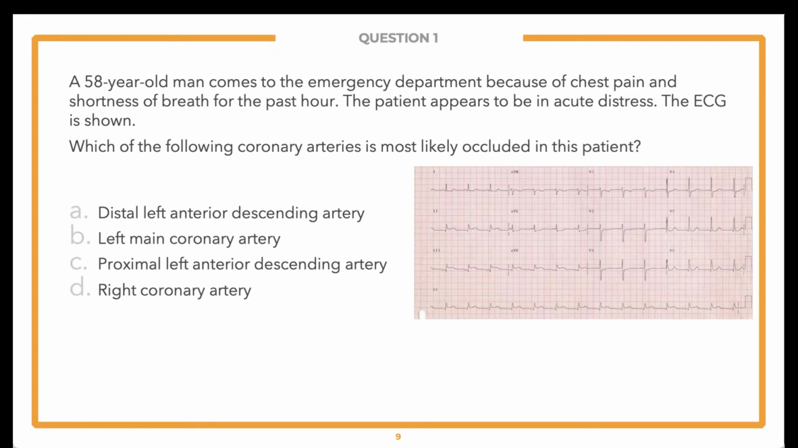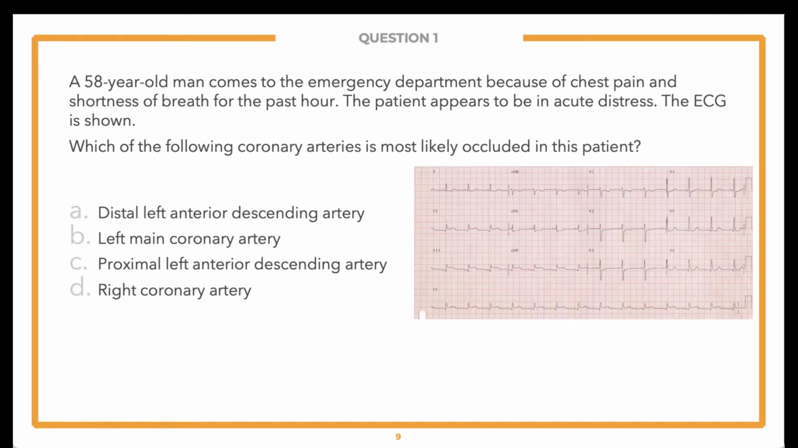So the options include D, right coronary artery, C, proximal left anterior descending artery, B, left main coronary artery, or A, distal left anterior descending artery. Now you see that I came from D and went to A. It just helps me keep my mind organized and not get caught up in the traps.